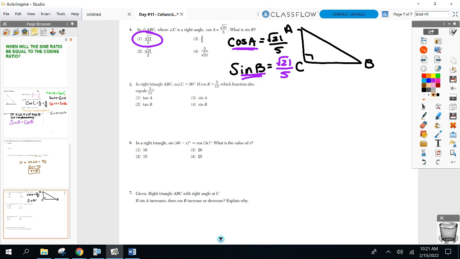All right, you're in your groups now. 5, 6, 7. Seven might be a little challenging. We'll go through it though at the end.